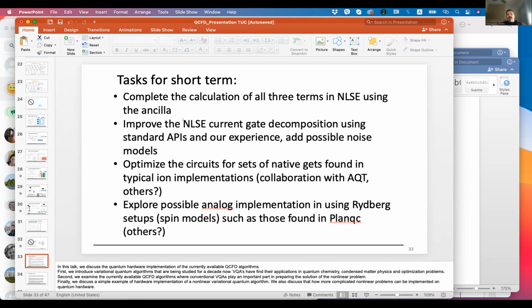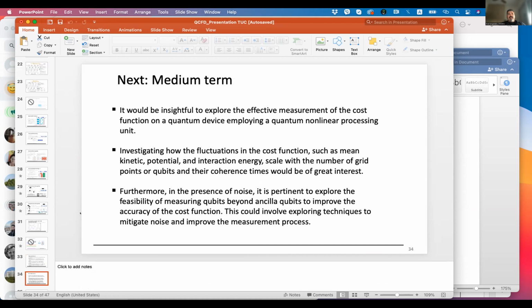We have some interaction with the AQT guys. And as I said, maybe the Rydberg one could be another possibility. And I'm happy that I had more today. And things that we need to look at are how this effective measurement of the cost function on a quantum device scales as you implement it, how the fluctuations in the cost functions behave, real fluctuations based on the number of qubits you are putting in, the fidelities, and the coherence times you have as you grow.